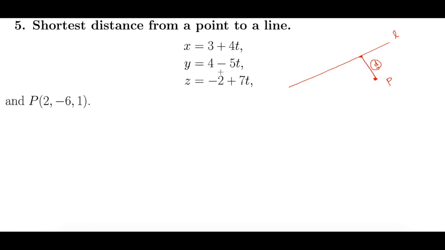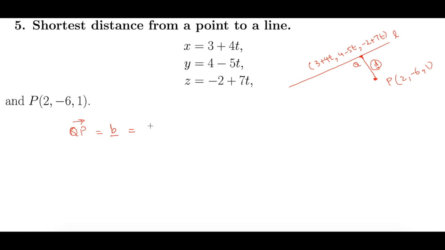So first of all, this point is what? This point is some t. Let's say this point is again the same story, 3 plus 4t, 4 minus 5t, and minus 2 plus 7t. And this point we already know, 2 minus 6, 1. Let's say this point is q. So the vector, I will say qp, let's say this is b. Okay, so this is equal to this minus this, correct?